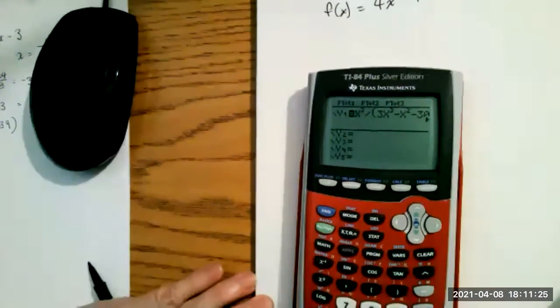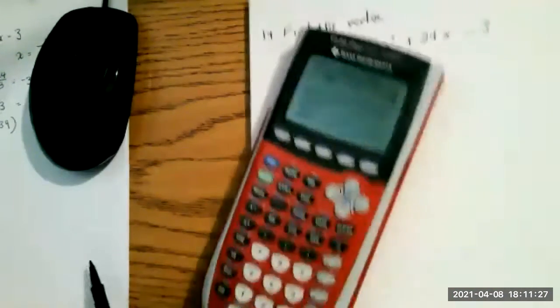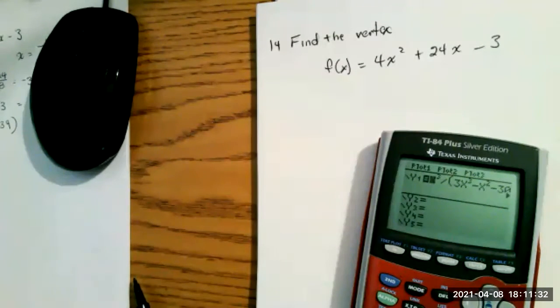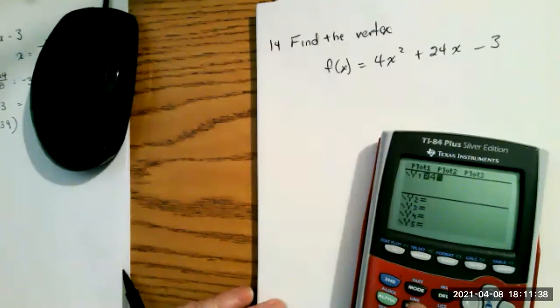I can't see the problem. I was trying to write it down. Let's see. 4x squared plus 24x minus 3. Can you see it now? Yes, plus 24x minus 3. Okay, yes.